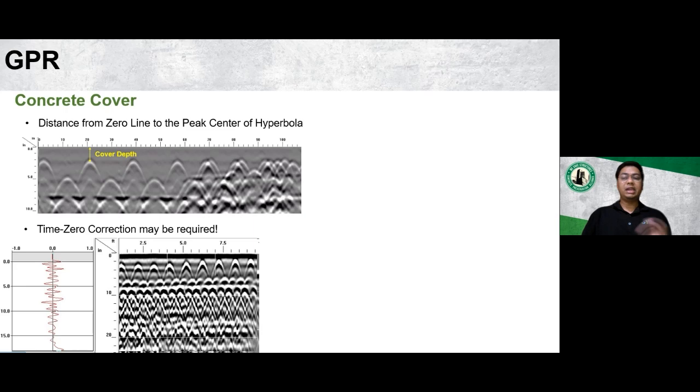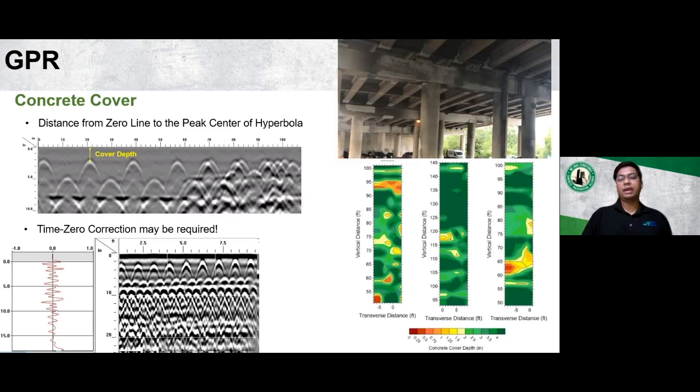Depending on the setup being used or what kind of a GPR unit you're using, some of the newer GPR units have the ability to autocorrect for this error. So that's one more thing you need to be cognizant about when analyzing the data, the air gap or the time zero correction. And once the cover depth is accurately estimated, the values can be plotted in a 2D heat map. And here is a good example where the cover depth measurements are plotted as heat maps to show a spatial distribution of the areas of the low covers and the areas of the adequate cover.